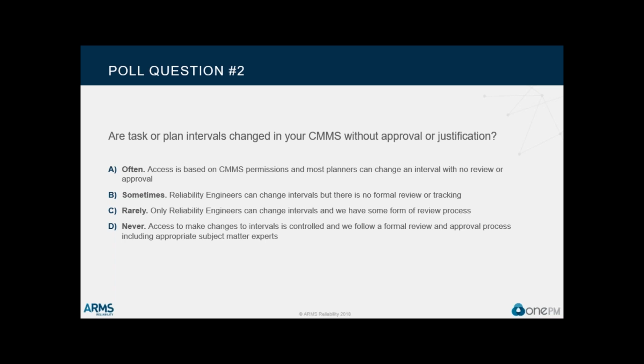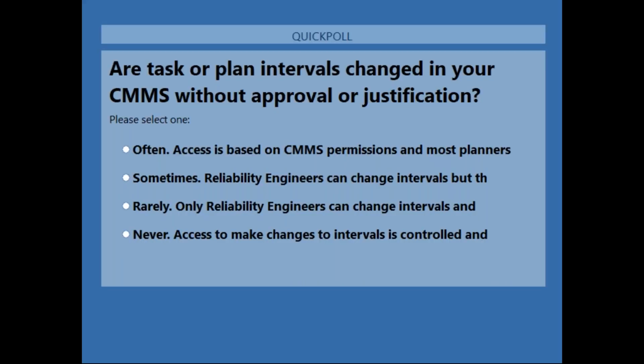And we're just focusing on one particular element here. So we're focusing on task or plan intervals. How easy it is for those to be changed, and is there any kind of a process around those? So we've got about half the people jumped in pretty quick here, and we've got the reliability engineers can do it, but there's really no tracking process seems to be dominating here. But let's give it another few seconds and see if that turns around.